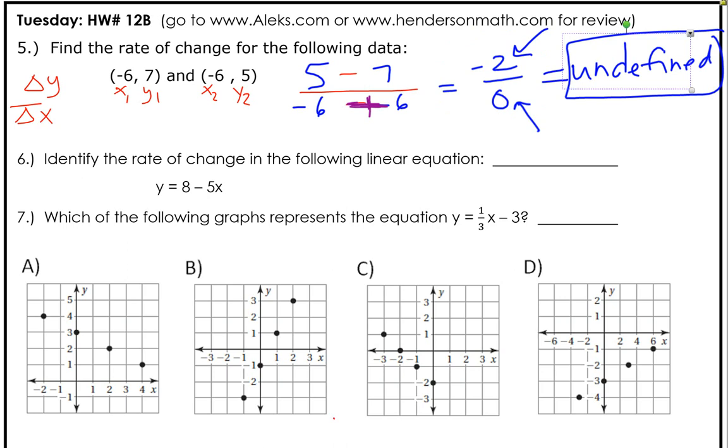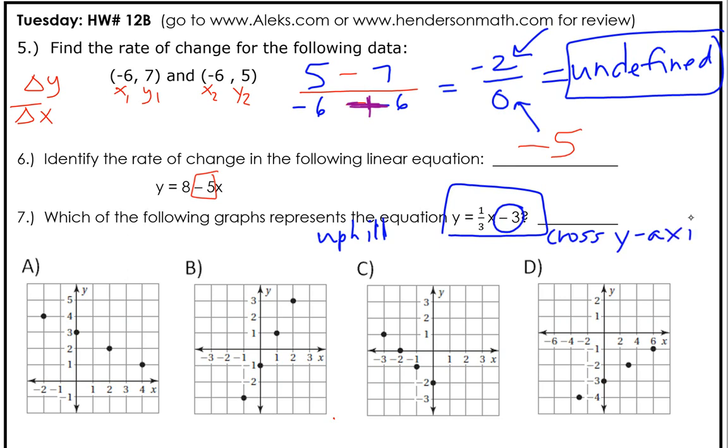All right, question 6. Identify the rate of change in the following linear equation. Well, the rate of change is your coefficient of x. Not the letter x, just the coefficient. Question 7. Which of the following graphs represents this equation? Well, let's use our common sense. The rate of change is positive 1/3, so that means I need an uphill line, right? It's positive 1/3. The y-intercept is negative 3, so that means I need to cross the y-axis at negative 3.